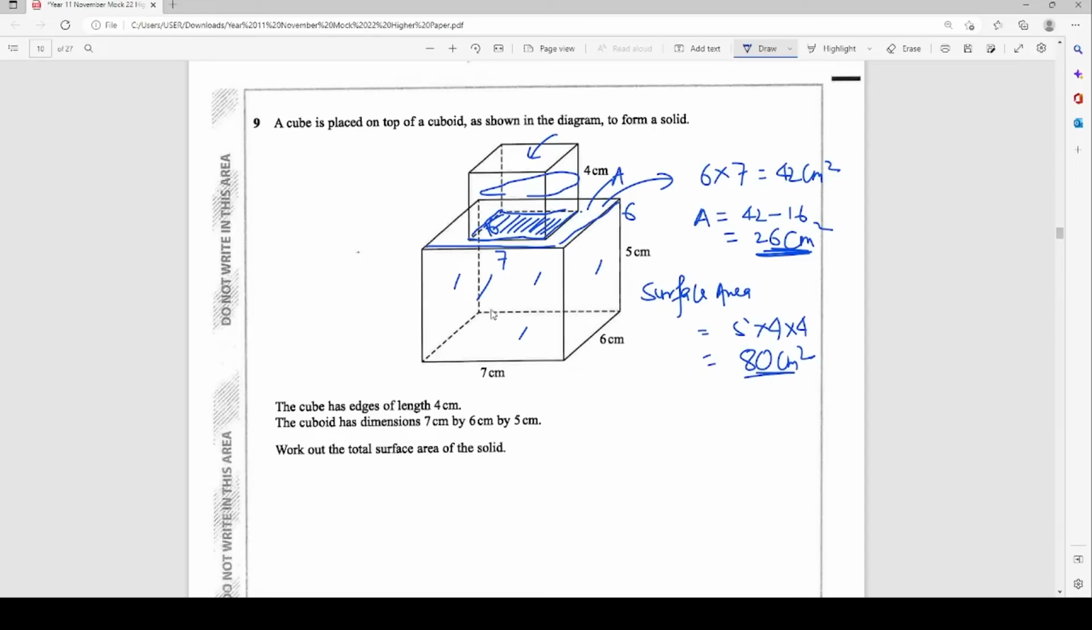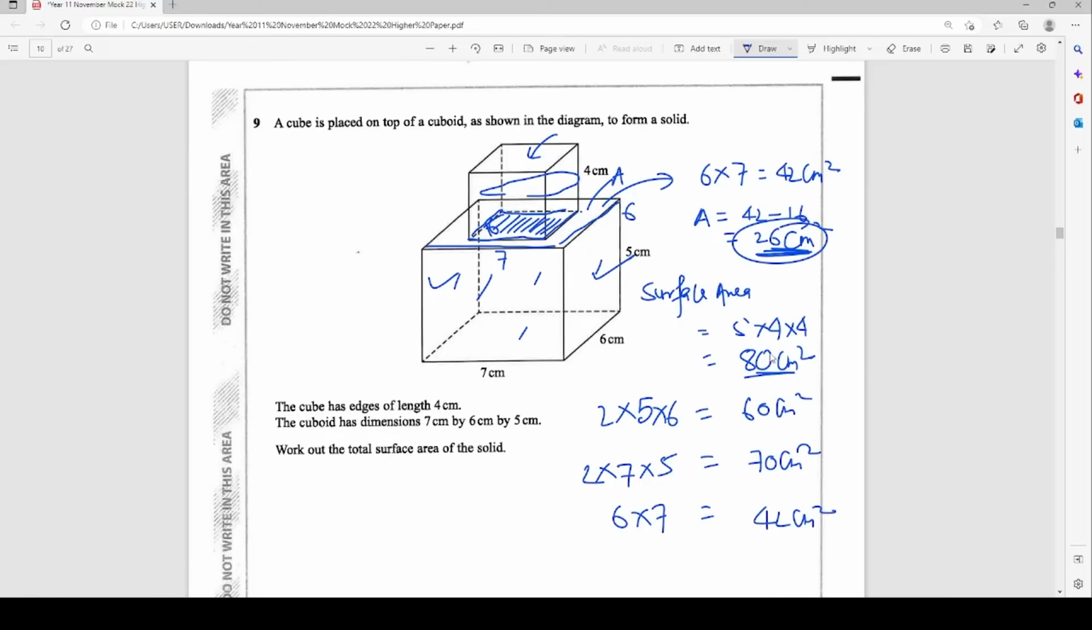Now we will calculate the area of the surfaces of the bigger cuboid. Here the surface area will come out to be 5 times 6 times 2, because this and this will have the same surface areas. Now I am finding the surface area of the front and the back. That would be 7 times 5 times 2, which is 70 centimeter square. And the sides give 30 times 2, that is 60 centimeter square. And also the bottom part, the area of the bottom would be 6 times 7, which would be 42 centimeter square.